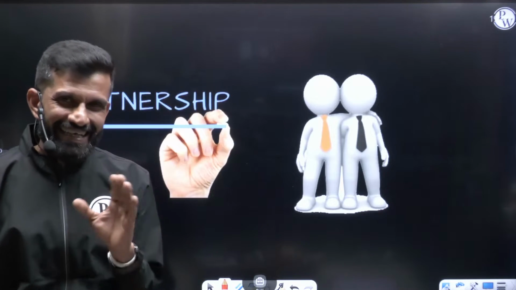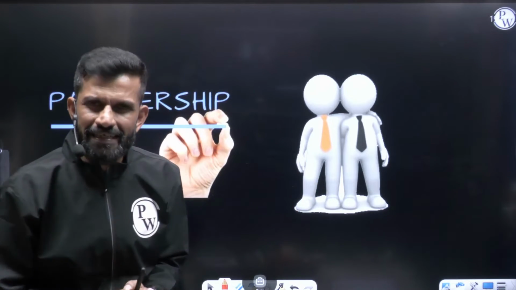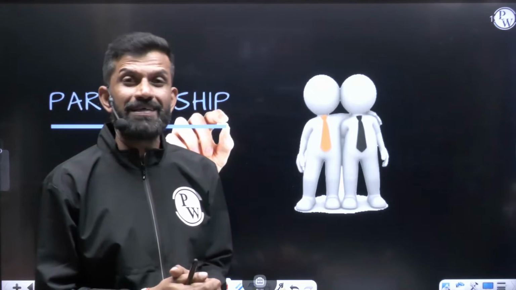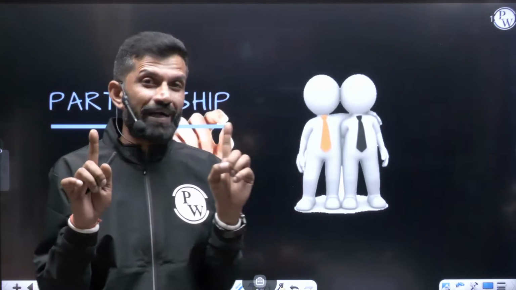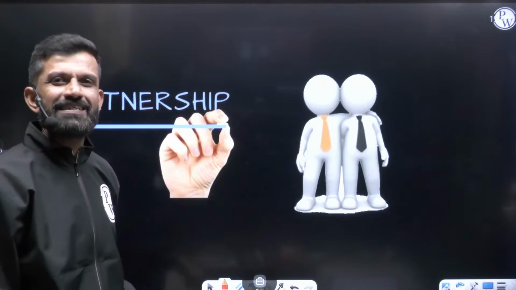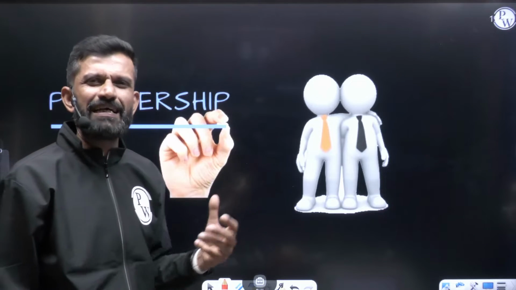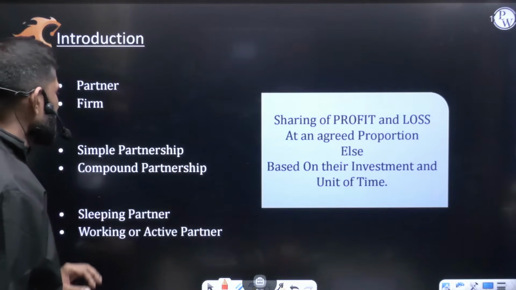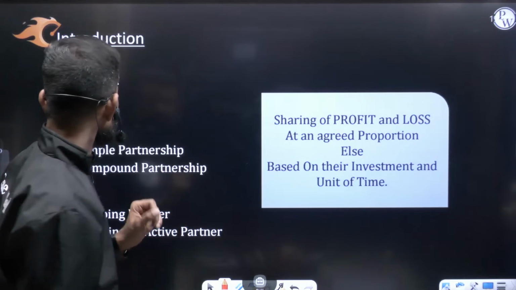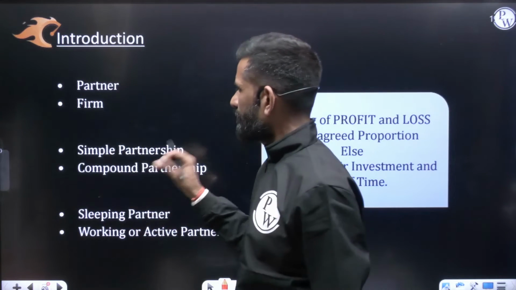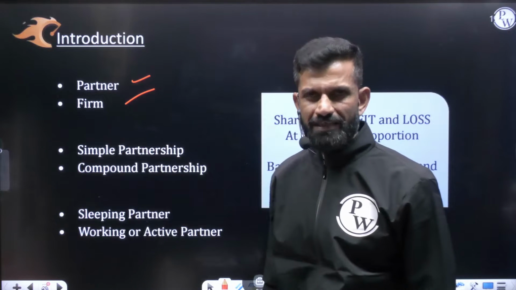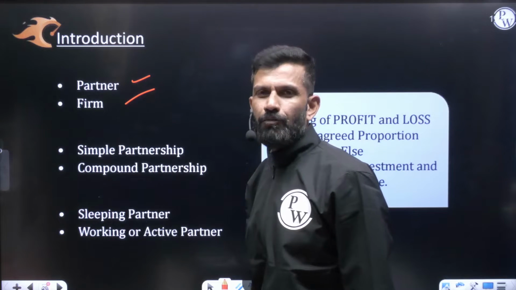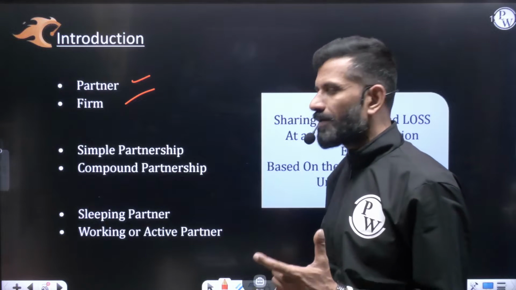F-I-R-M, firm. A and B, two people, started the business by investing their money, whatever different amounts they can invest, or the same equal amount also they can invest. But A and B separately will be called partners, and A and B together will be called a firm. So this type of words can come in the question, no need to get confused. First, let us understand the basics of this partnership. There are three different things you have to understand. One, I said, what is partner, what is firm. Simple and compound partnership. What is the meaning of simple partnership, compound partnership?